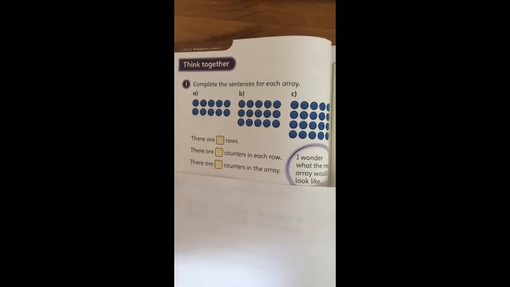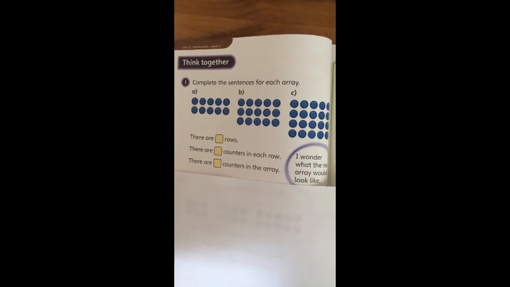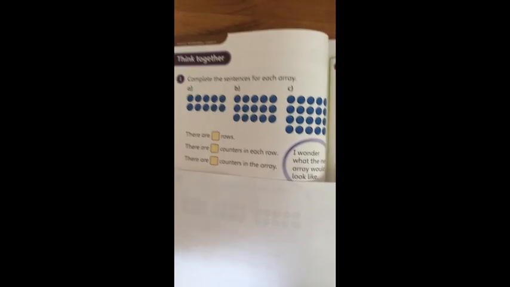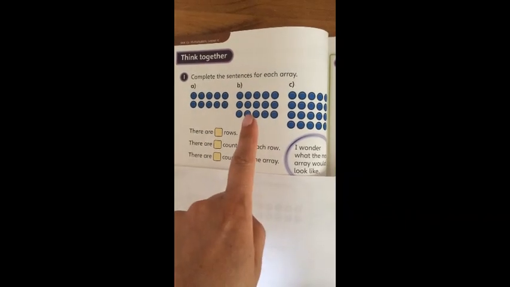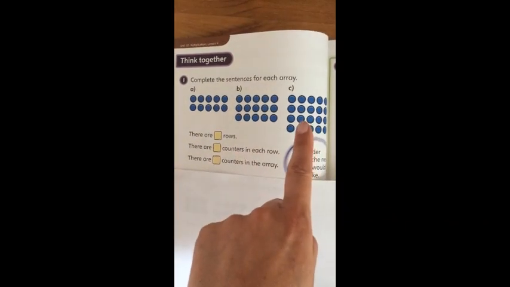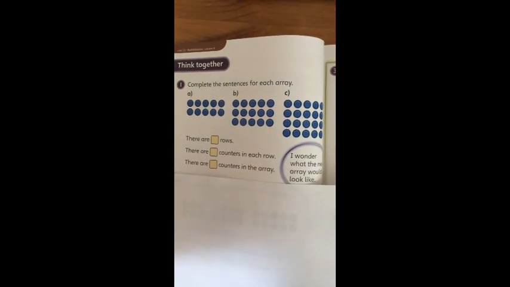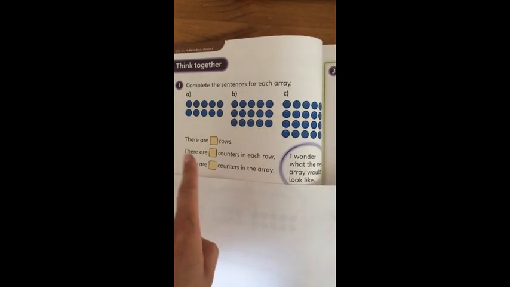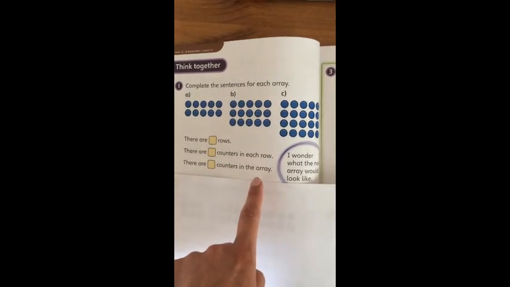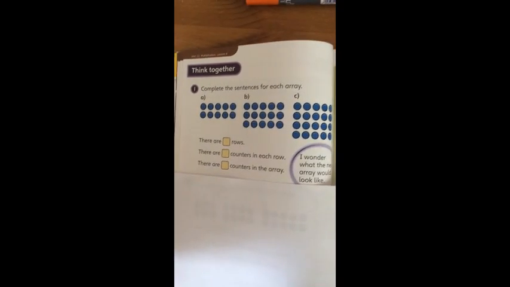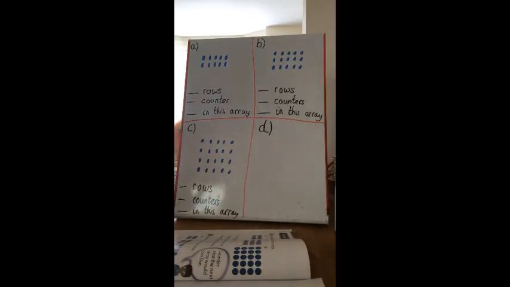Time to think together. It says complete these sentences for each array. We've got one array here and we've got one array here. He wants to know how many rows each array has, how many counters in each row, and how many counters in the whole array. Let's do this together. So I've drawn my arrays out onto my whiteboard so I could show you a little bit bigger. So A, our first array, looks like this.